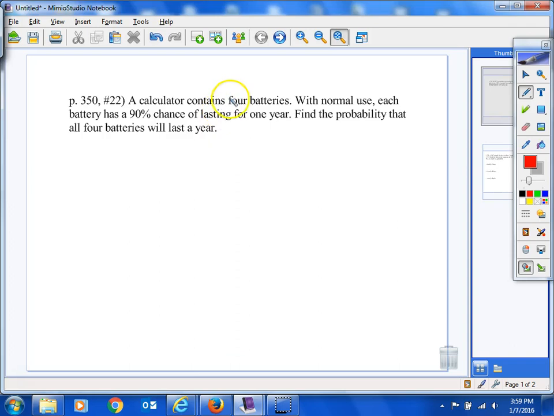And we have this calculator that has a total of 4 batteries, and under normal use, the batteries have a 90% chance of lasting. So right away, I'm going to take that percentage that I'm given and put it in decimal form. But this represents the chance or the likelihood that the battery will last, which means the likelihood that they will not last is 0.10 or 10%.